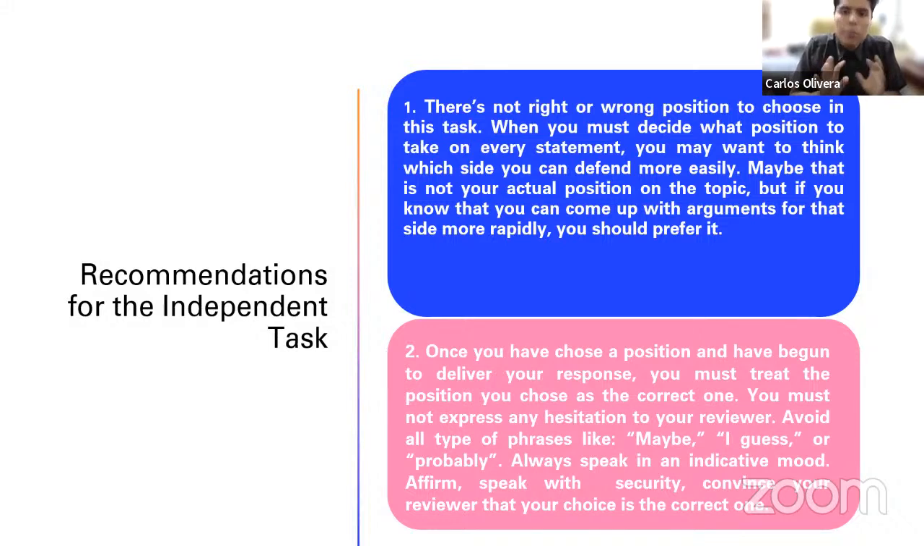When you must decide what position to take on every statement, you may want to think which side you can defend more easily. Maybe that is not your actual position on the topic, but if you know that you can come up with arguments for that side more rapidly, you should prefer it.